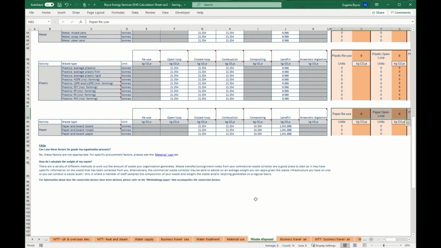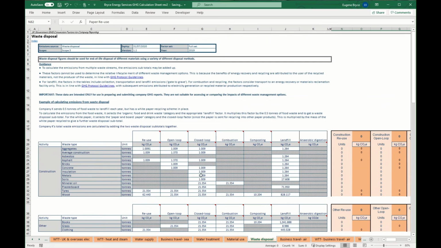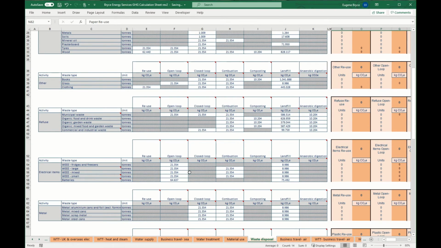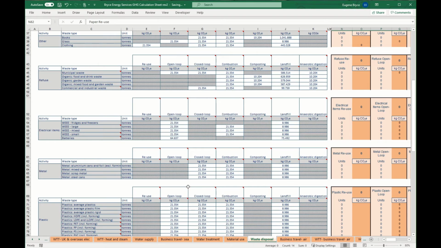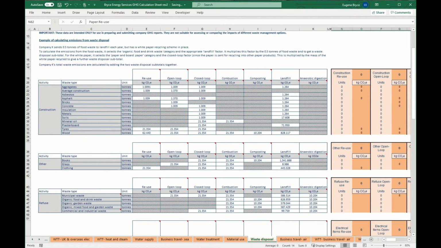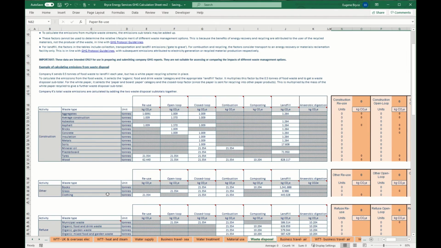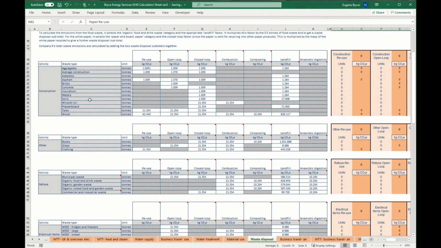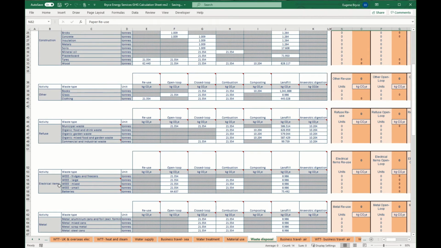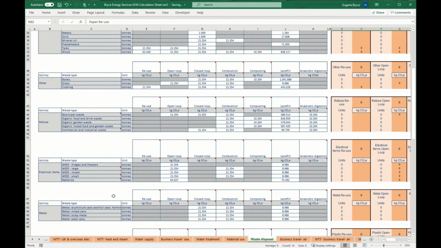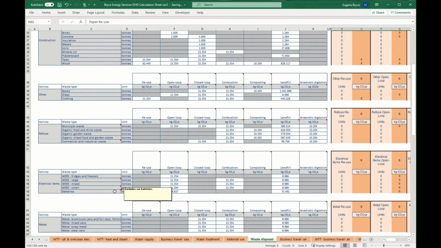Waste disposal. So there are many options depending on how you deal with waste from your business. We're having, probably worst case scenario, all going to landfill, 50 tons. So I just note that construction waste materials, refuse, electrical items, fridges, freezers, all of this should be included in Scope 3 if you have significant activities or disposals with that type of material.